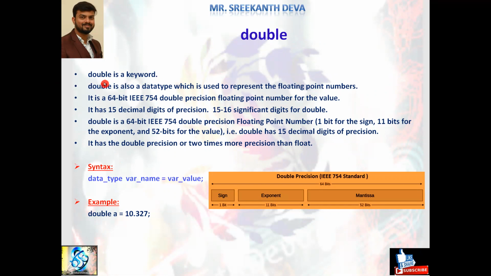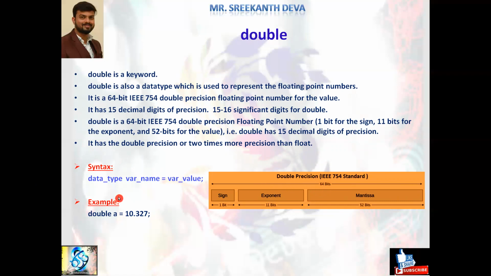Here double is a keyword. Double is also a data type which is used to represent floating point numbers. It is a 64-bit standard, IEEE 754 double precision floating point numbers. It has 15 decimal digits of precision, 15 to 16 significant digits for double. So double is a 64-bit IEEE 754 double precision floating point number, occupying 1 bit for the sign bit, 11 bits for the exponent, and 52 bits for the mantissa. This is the IEEE 754 standard of 64-bit representation of the double type.